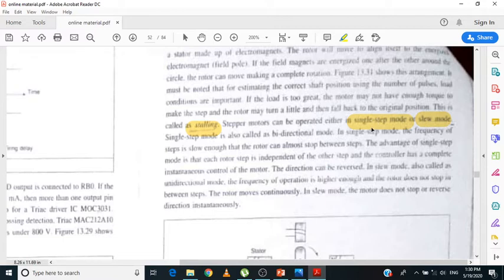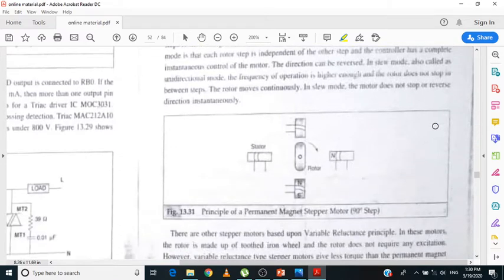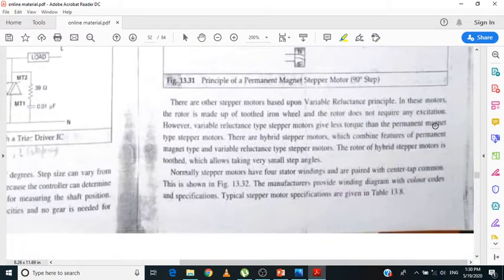So in the single step mode, you can rotate the motor in both directions, either clockwise or anti-clockwise. But in the slew mode, you can't rotate the motor in both directions. You can rotate the motor in only one direction, and in this case you can't observe the steps, with how much step angle it is rotating the stepper motor. It is continuously rotating the stepper motor, so you can't observe with how much step angle it is rotating.